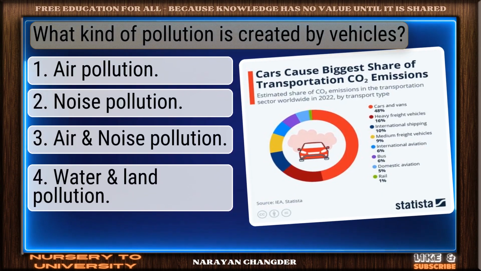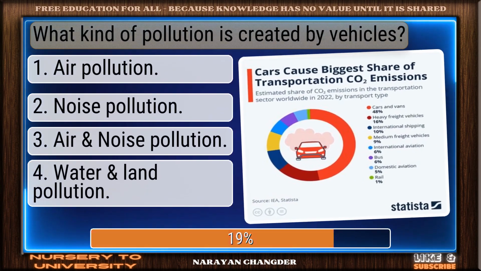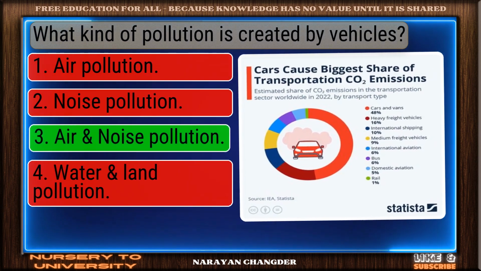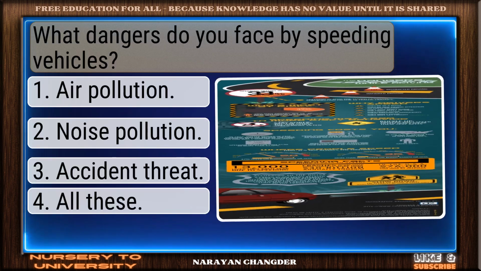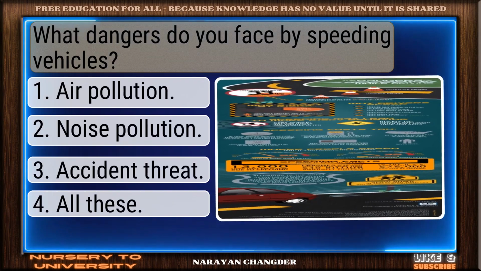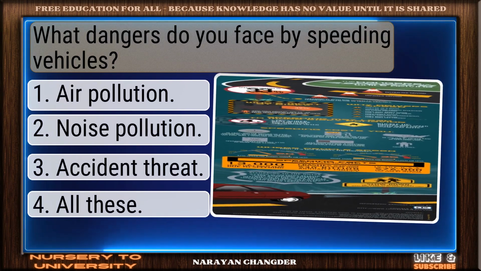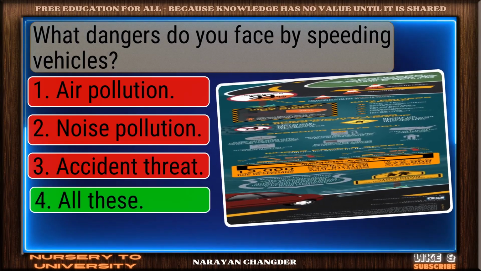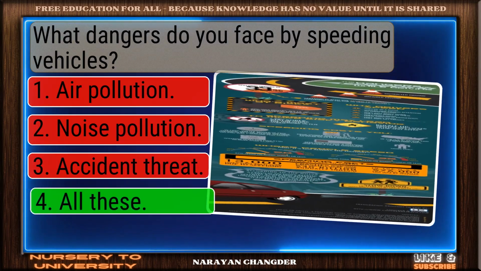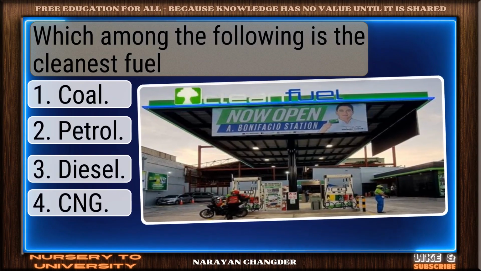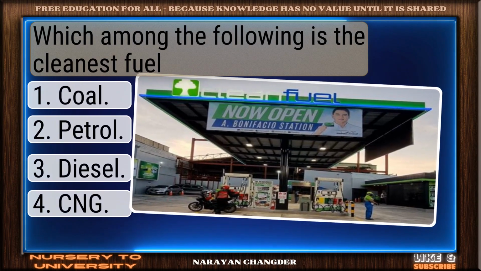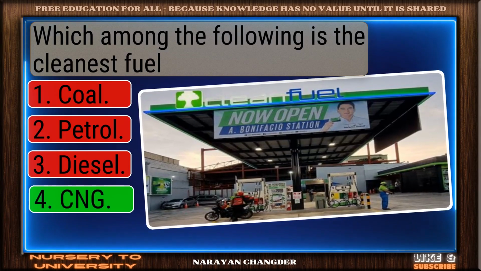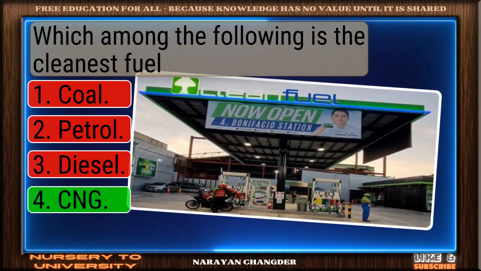What kind of pollution is created by vehicles? Well done. Air and noise pollution is the right choice. What dangers do you face by speeding vehicles? You chose all these, and it is correct. Which among the following is the cleanest fuel? Great thinking. Seeing is the right choice.